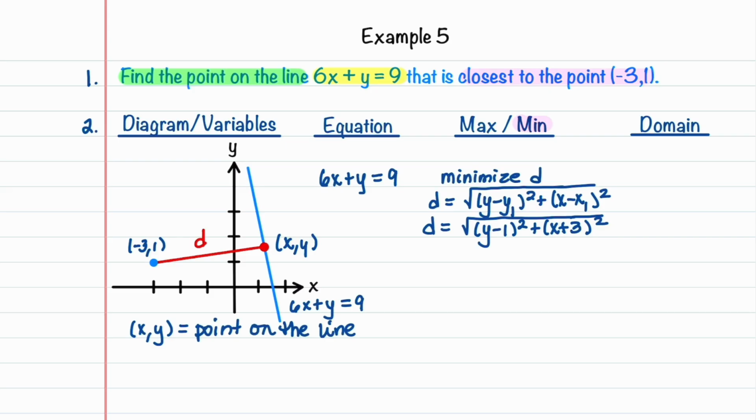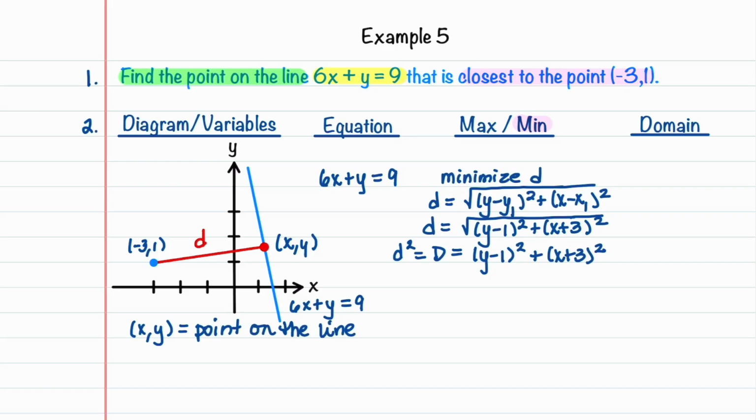Now I'm going to show you a trick. I don't know if it's really a trick, but it's the easiest way to do this problem. If you want to minimize a distance, you can instead minimize a distance squared. And that's what we're going to do. We instead are going to minimize d squared, and we're going to call it capital D, and it is y minus 1 squared plus x plus 3 squared. The reason we're doing this is we're going to have to take a derivative of this function, and by getting rid of the square root, the derivative is so much easier.